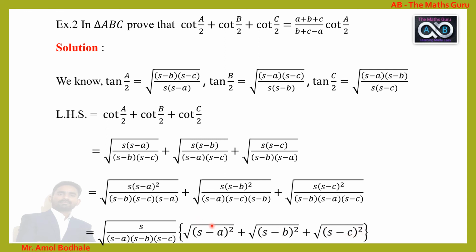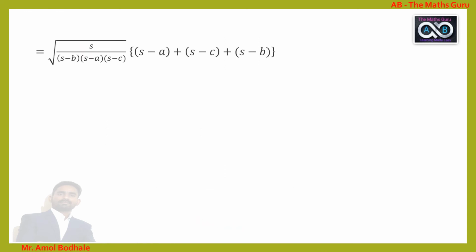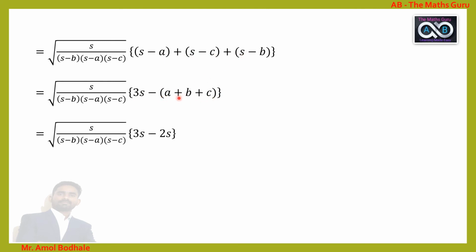So here we can cancel the square root squares. So we'll get square root of s upon s minus b, s minus a, s minus c into s minus a plus s minus c plus s minus b. So here s plus s plus s can be written as 3s, and if you take the negative common we'll get a plus b plus c. So here a plus b plus c can be replaced by 2s. Here 3s minus 2s we get s.